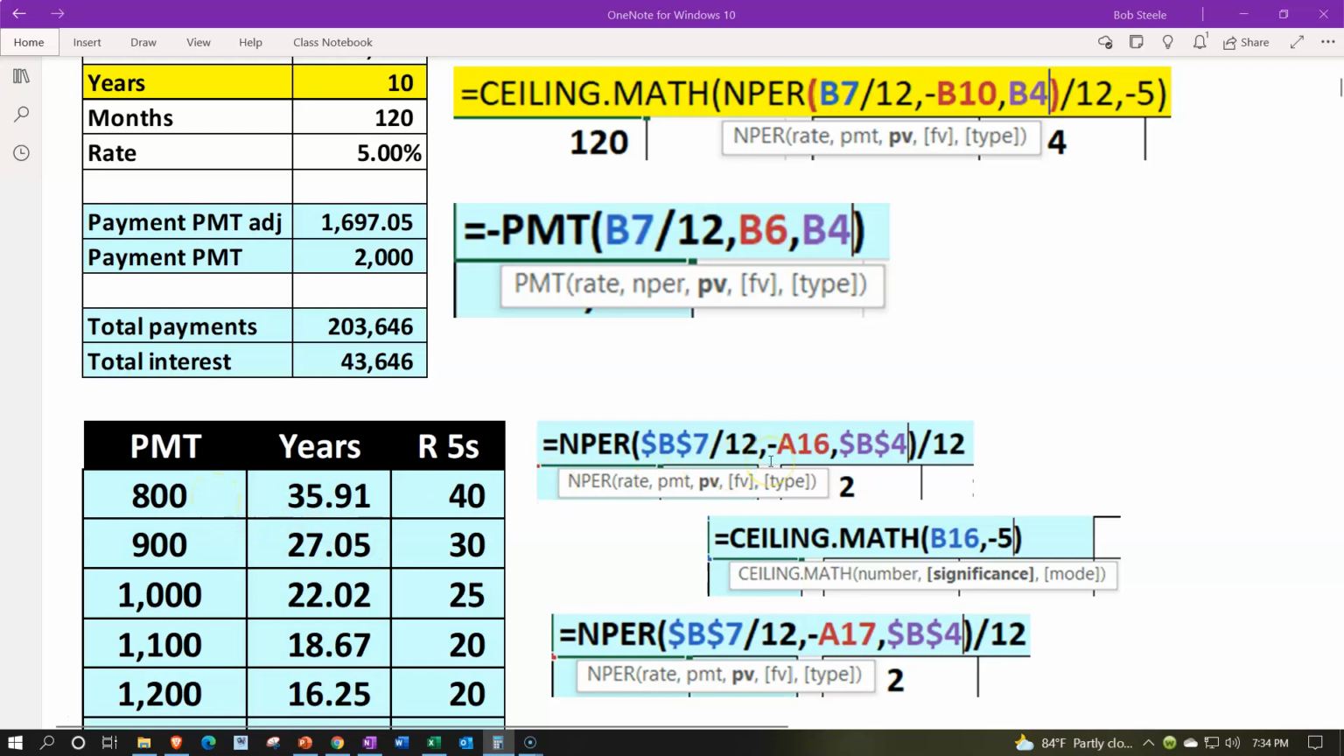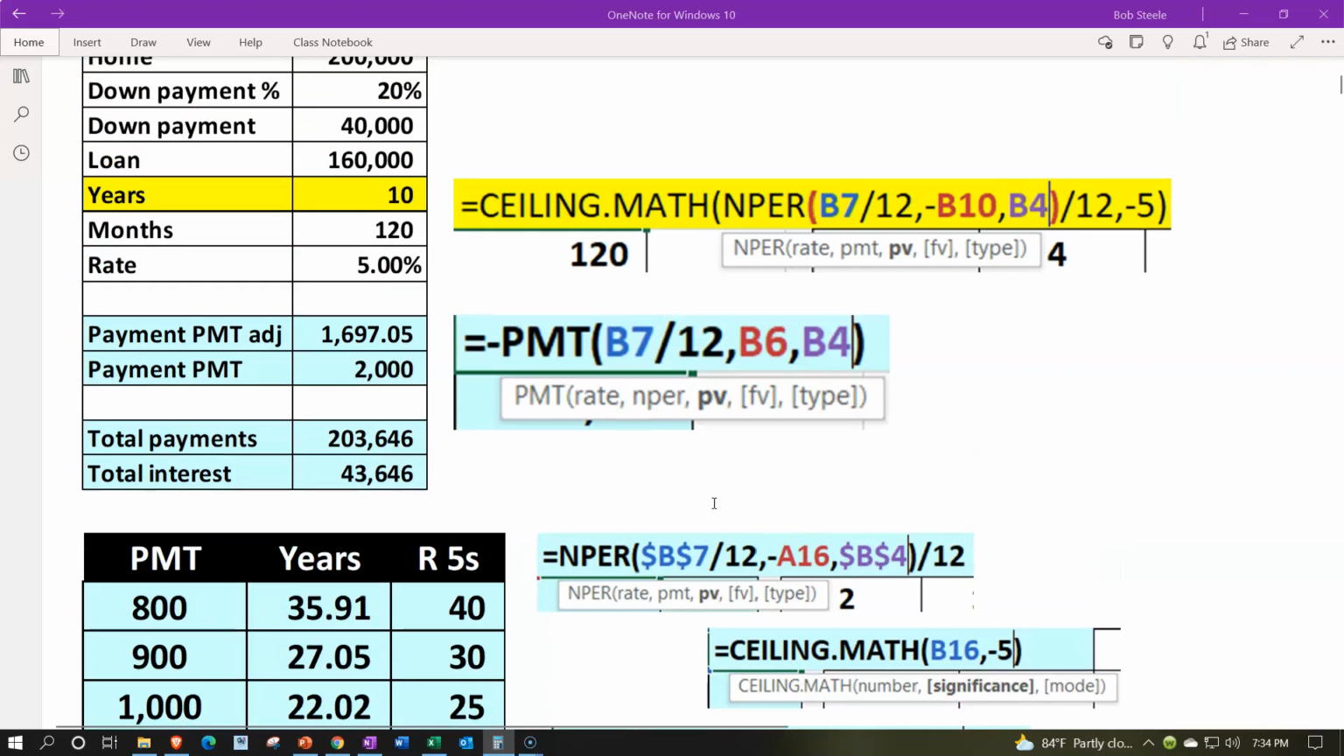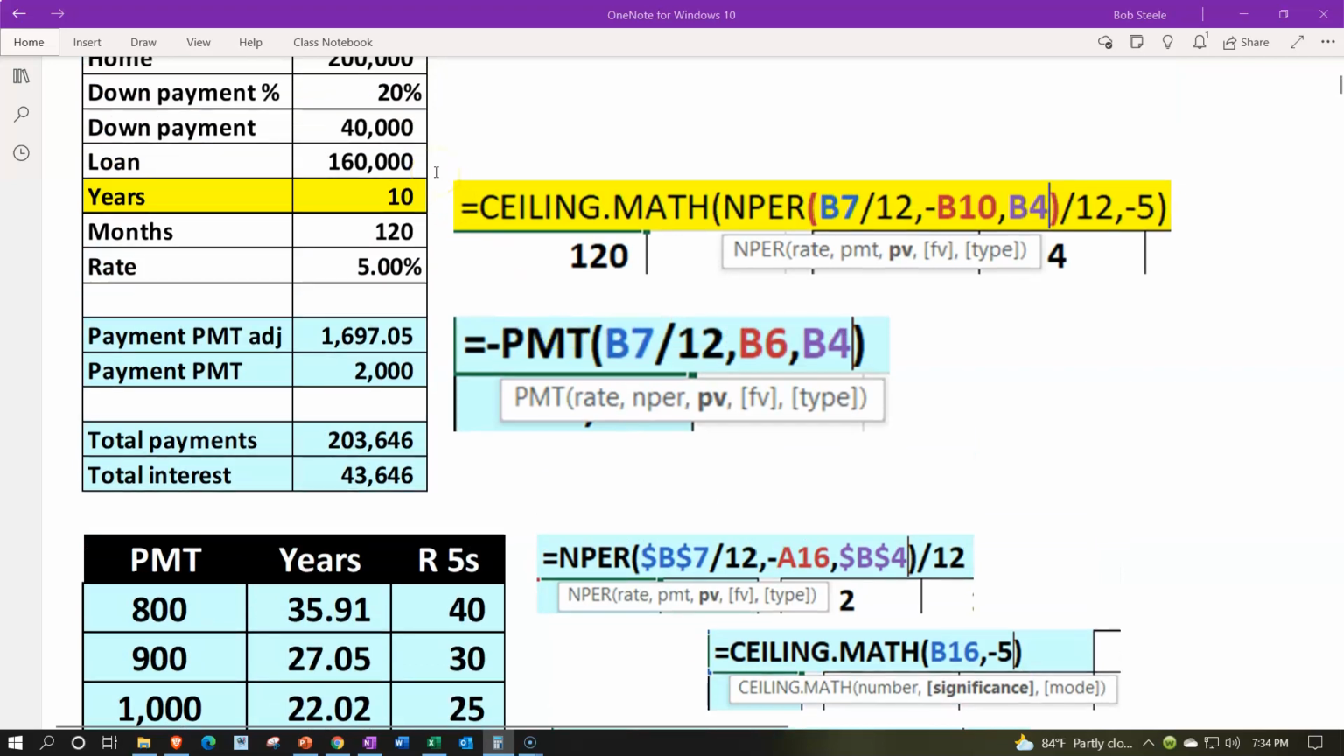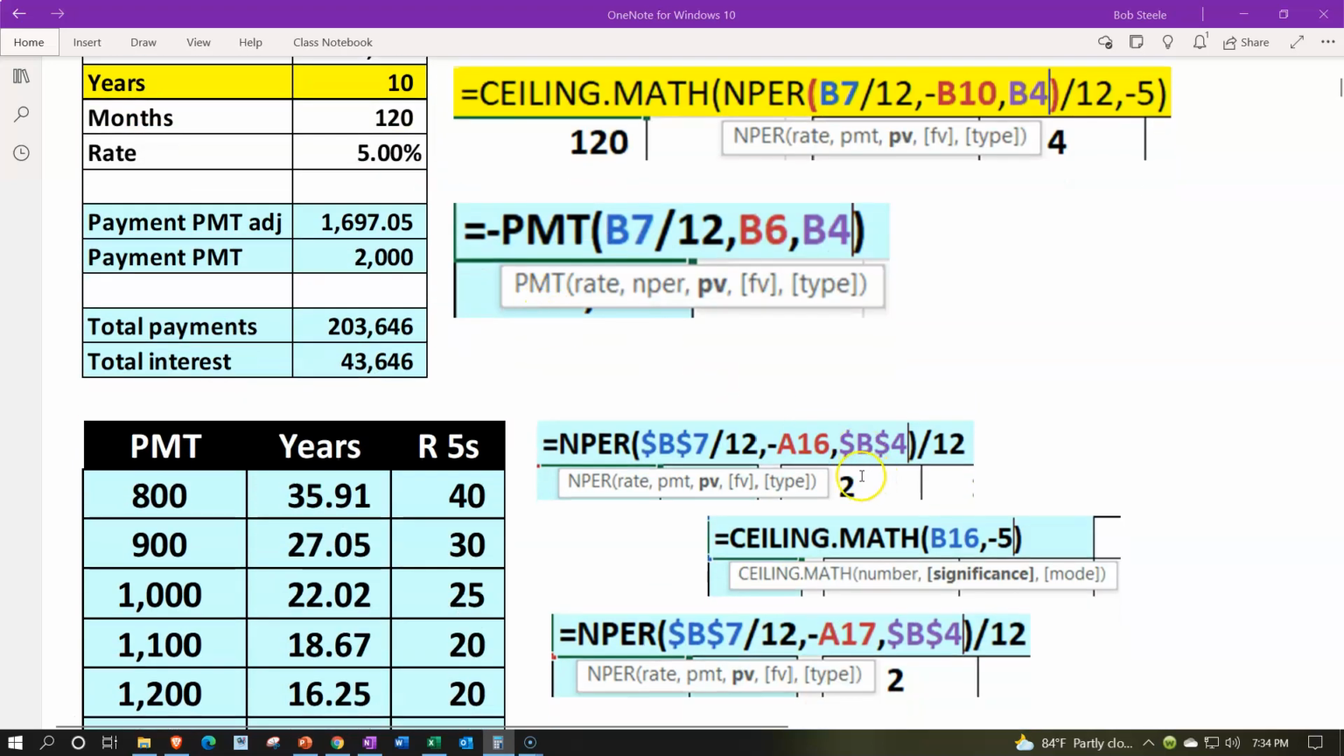It's got to be negative, by the way, that 800. That one is not absolute here because when we copy it down, we want this cell reference to move down to the 900. Then we have comma, the present value. The present value is going to be the loan amount, which is this 160. It's absolute because it's coming from our data, $ before the B and the 4, so that when we copy it down, that one does not move down. And we're going to take that entire thing, which would give us the amount in terms of months, and divide it by 12, which would give us the amount in terms of years. This one then coming to about 35.91 years.